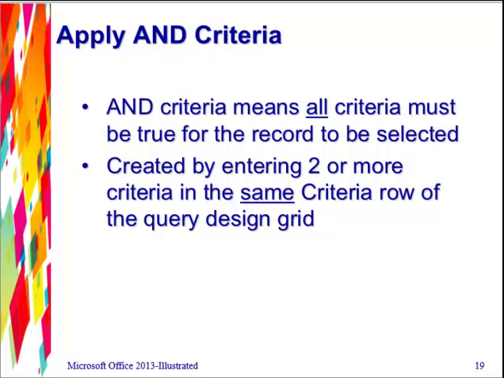Okay, this last part of Access B, Lecture 4, is going to talk about the AND/OR criteria and how they're used to work with your databases and how to manipulate data. The AND criteria, when it's put into the sorting capability, means that all the criteria listed all the way across the design view of the table must be true for that record to be selected. It's created by entering two or more criteria in the same criteria row of the query design grid.